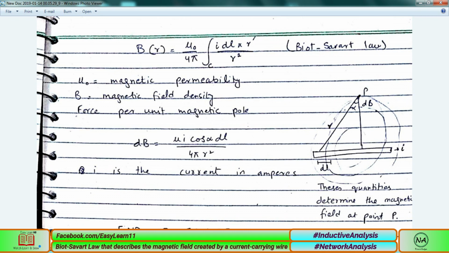So the relation is dB equals mu I cos alpha dl. Cos alpha is used because this is a dot product, and we will discuss it later. Alpha is the angle, and I is the current in amperes. These quantities determine the magnetic field at point P. This relation gives the magnetic field density at point P, any point in space.